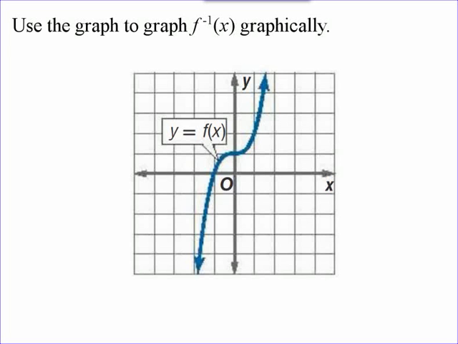So if this is at the point 0, 1, flip that, what do you get? 1, 0. There's a point. This is at the point negative 1, 0, so 0, negative 1. So basically you're going to flip enough of them so you can get a graph. 1, 2 goes to 2, 1. So do you see I'm just picking points and going from there?